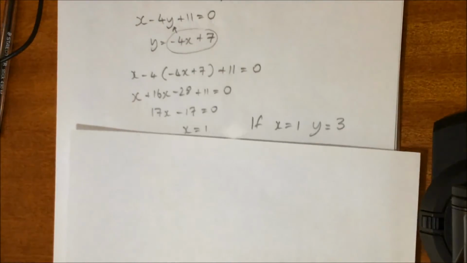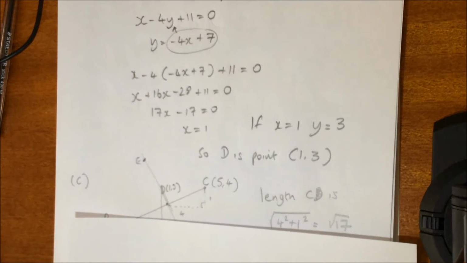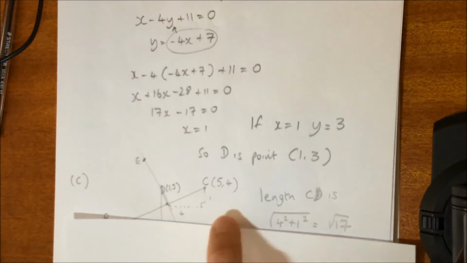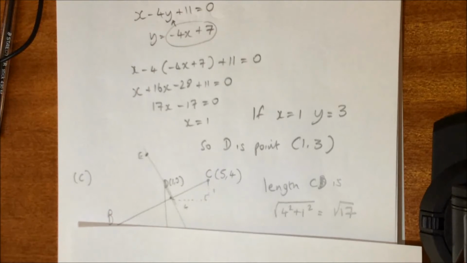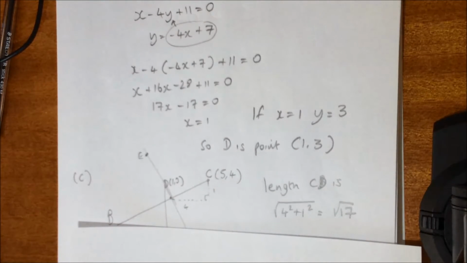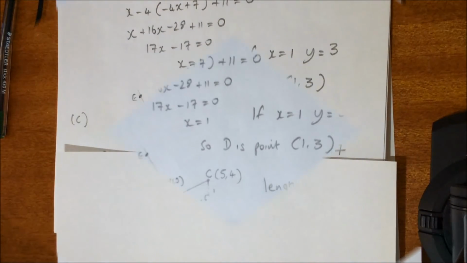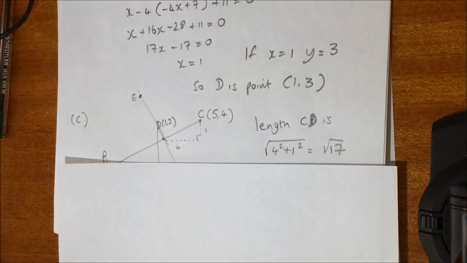Alright, on part C now, we've got the point for C and the point for D. So what I'm doing is running my length formula. I've drawn out the diagram again so I can see the right angle triangle. I've gone 4 across and 1 up between the points. We're obviously on C1 as a non-calculator question, so I've left my answer as a square root. So the length CD is the square root of 17.